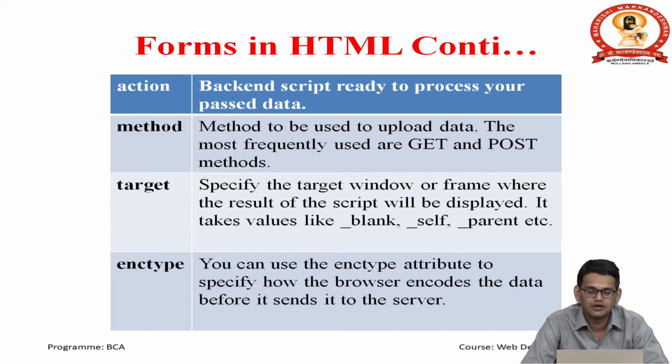Next one is target. It specifies the target window or a frame where the result of that script will be displayed. It takes values like underscore blank, underscore self, underscore parent. These are the target values which can be used to show the result of that form. Next one is the enctype. You can use this enctype attribute to specify how the browser encodes the data before sending it to the server.